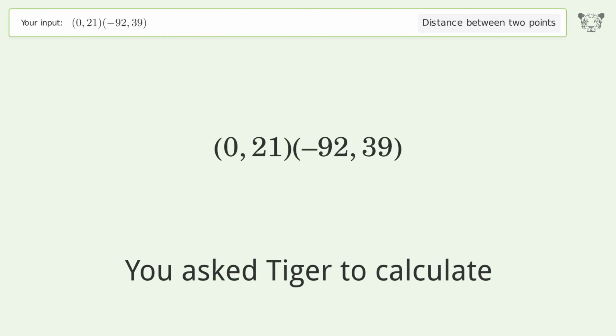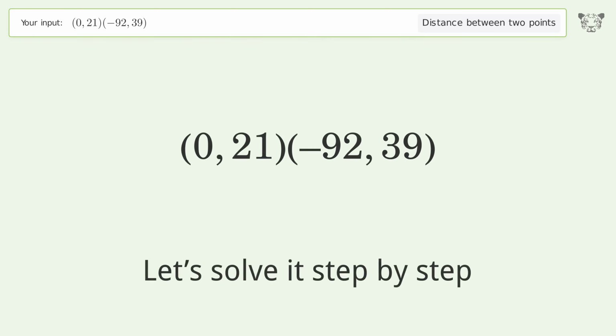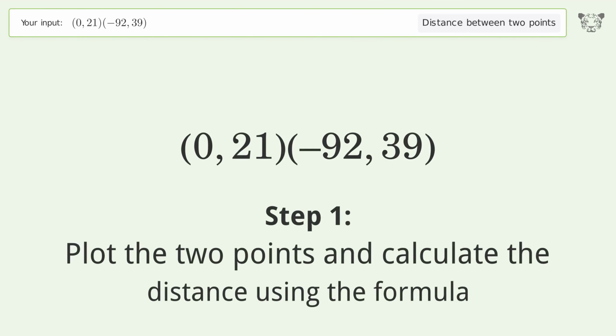You ask Tiger to calculate. This deals with the distance between 2 points. The distance between the 2 points is the square root of 8,788, or 93.744. Let's solve it step by step. Plot the 2 points and calculate the distance using the formula.